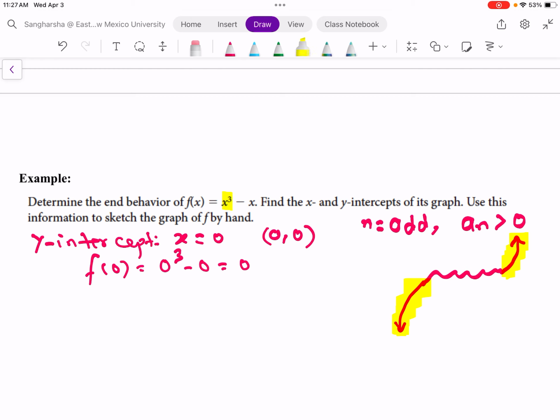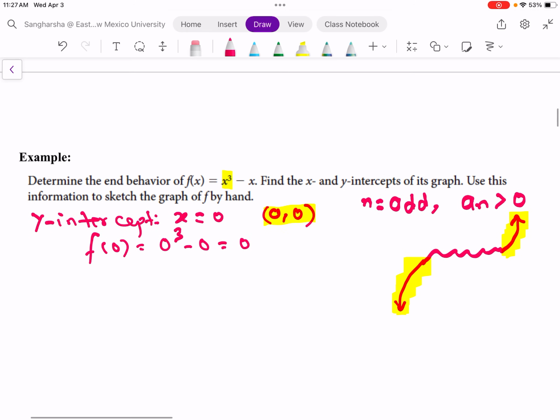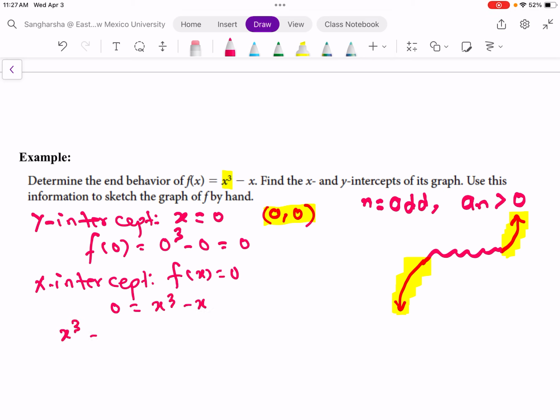The next step, we find the x-intercept. For the x-intercept, what do we substitute? We substitute output equals 0, y equals 0, or f of x equals 0. So we substitute f of x equals 0 in the function. So we have 0 equals x cubed minus x. Let me rewrite this as x cubed minus x equals 0. So this is the equation.